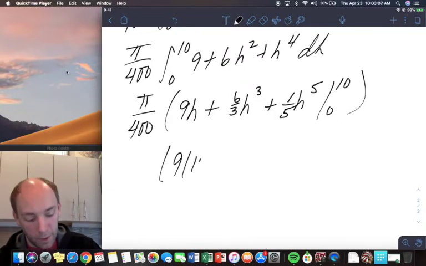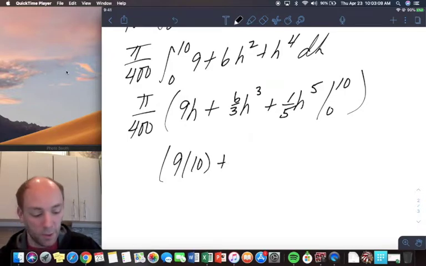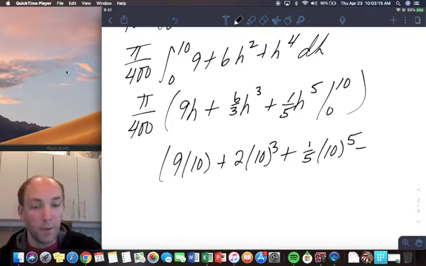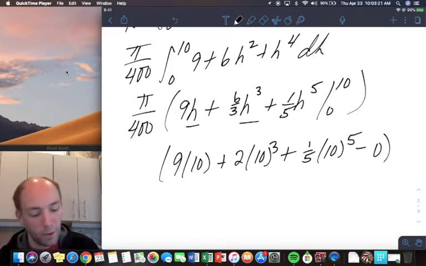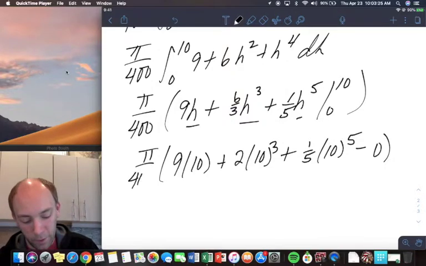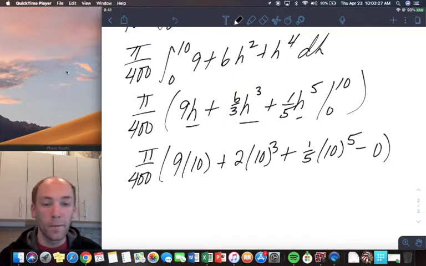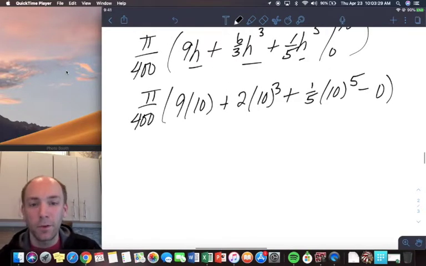So 9 times 10 plus 6 over 3 would be 2 times 10 cubed plus 1/5 times 10 to the 5th. And when I plug in 0, I'm just going to get 0. There's no numbers that would throw this off at all, because they're all variables here. When I plug in 0, I would get 0. Pi over 400. Okay, let's keep going to simplify this.